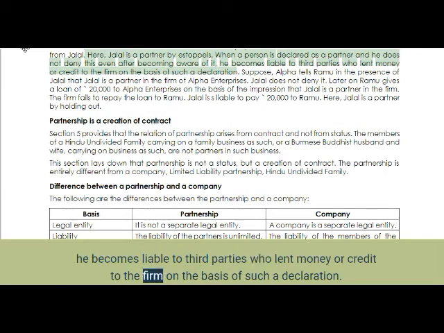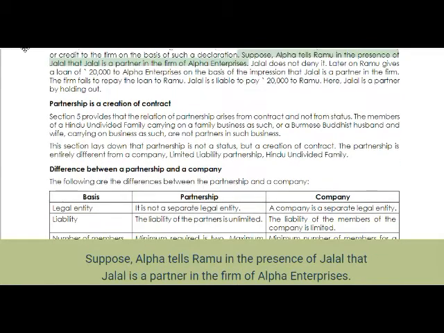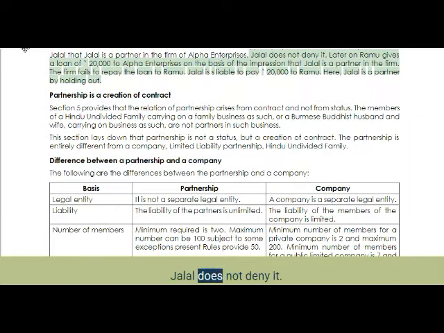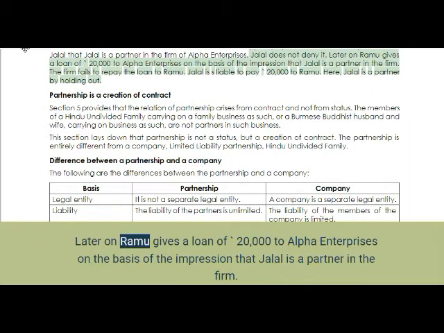When a person is declared as a partner, and he does not deny this even after becoming aware of it, he becomes liable to third parties who lent money or credit to the firm on the basis of such a declaration.